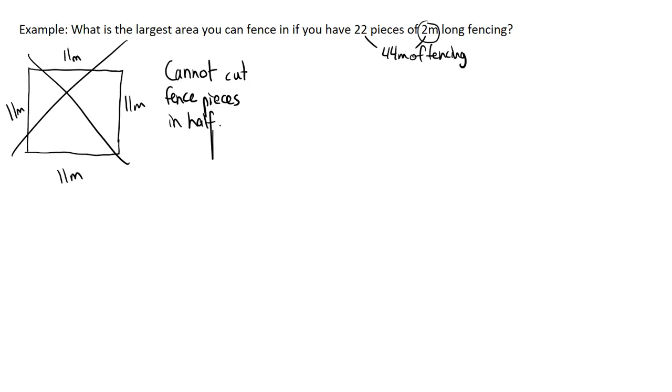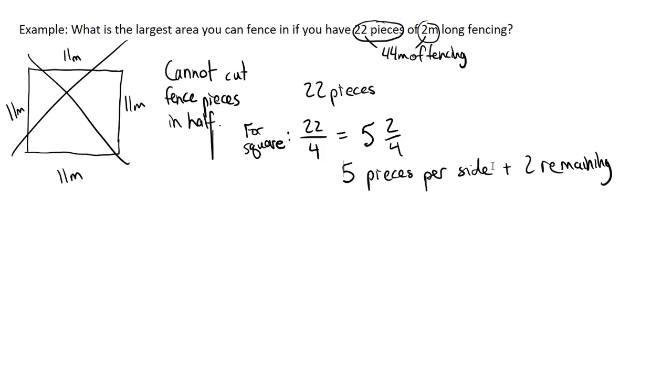So what we have to do is start with these 22 pieces and then think about where we go from there. So we've got 22 pieces. And if we want to make it as close to a square as possible, we are going to divide by 4. For a square, we're going to take the 22 and divide by 4. Well, that would give us 5 with 2 remaining. So what we have is 2 pieces remaining. So another way to put that would be this. We could say it's 5 pieces per side plus 2 remaining leftover pieces.